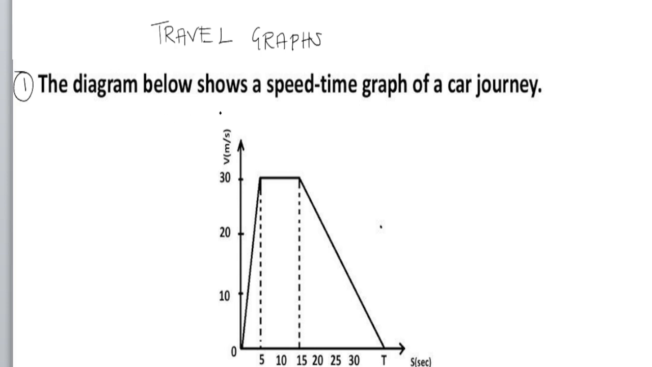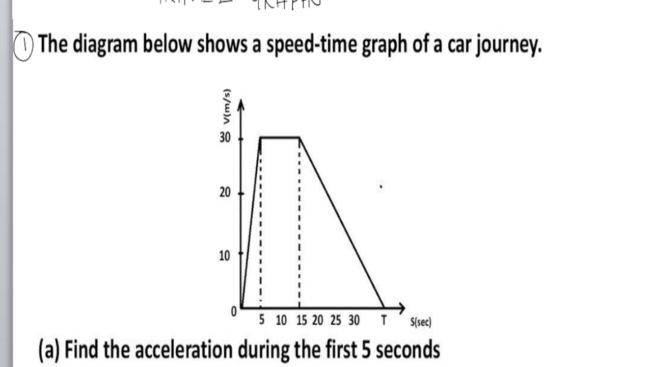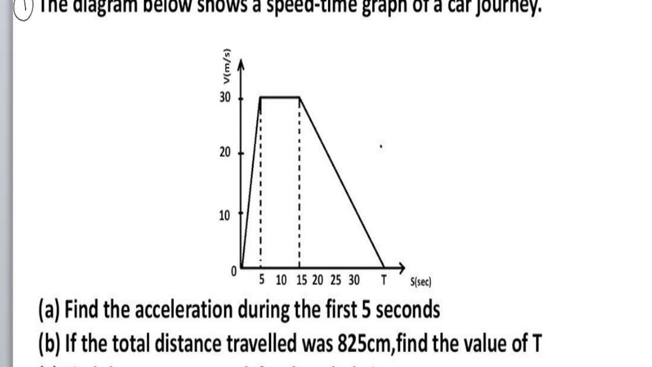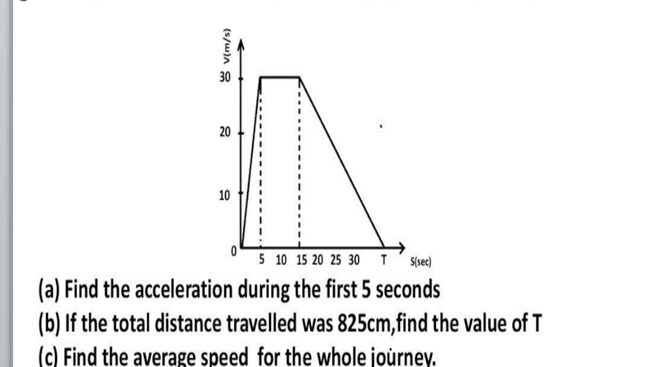The diagram below shows a speed time graph of a car journey. So this is what we have here. We have speed this side, then we have time down. Let's see what they're asking us to find. They're saying the first one, part A, find the acceleration during the first 5 seconds.